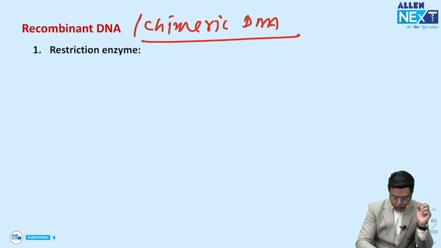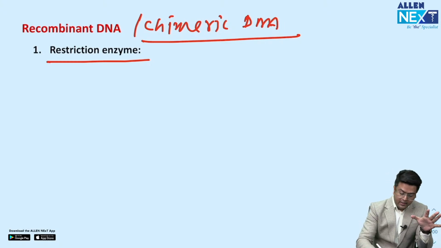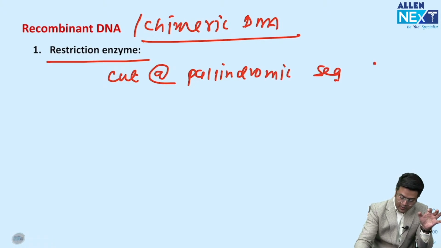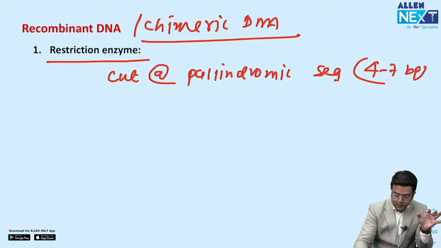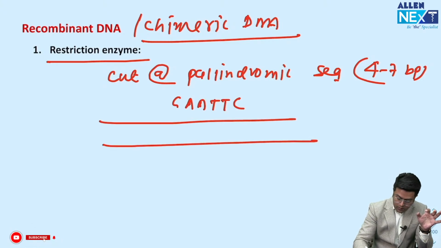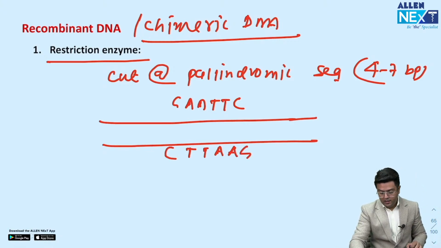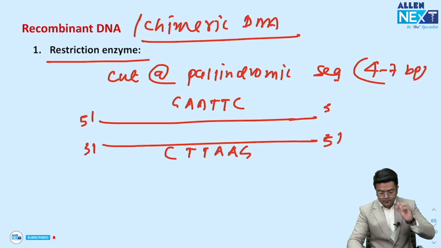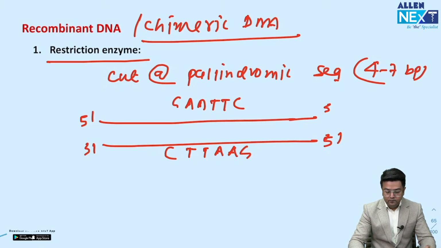So first of all, to make a recombinant DNA, we should cut the DNA using a restriction enzyme. Because restriction enzymes cut at, as you all know, the palindromic sequence. That is just 4 to 7 base pairs. For example, GAATTC. So what is a palindrome? GAATTC in a double strand DNA. If I read from 5' to 3' and again 5' to 3', it is the same. That is the restriction enzyme site, right?